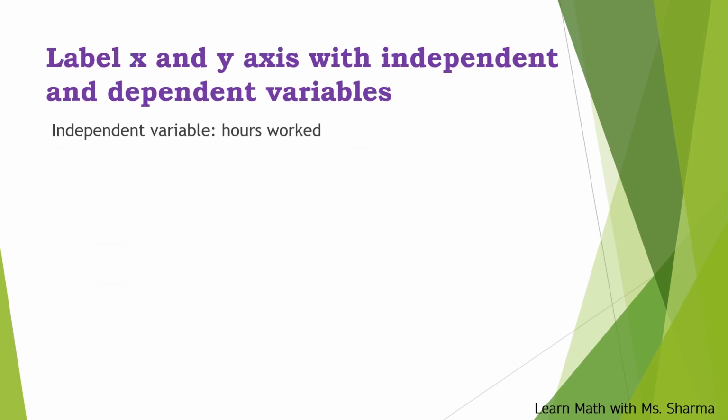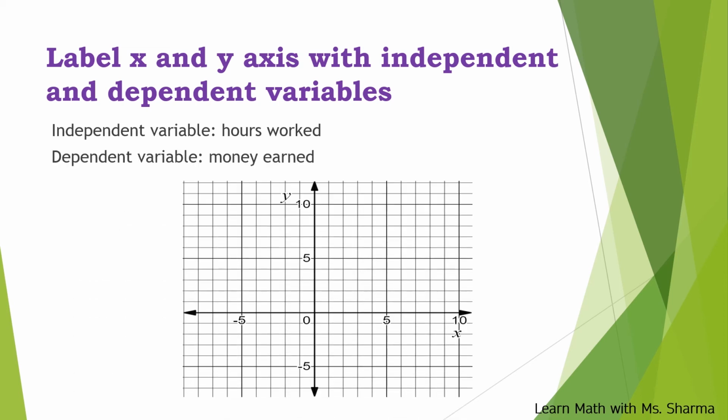Now label the x and y axis with the independent and dependent variables. The independent variable is hours worked. Hours worked is x and money earned is y. So money earned on y, hours on x. Very important to label your graph. Start to learn to label your graph. Hours worked is x.